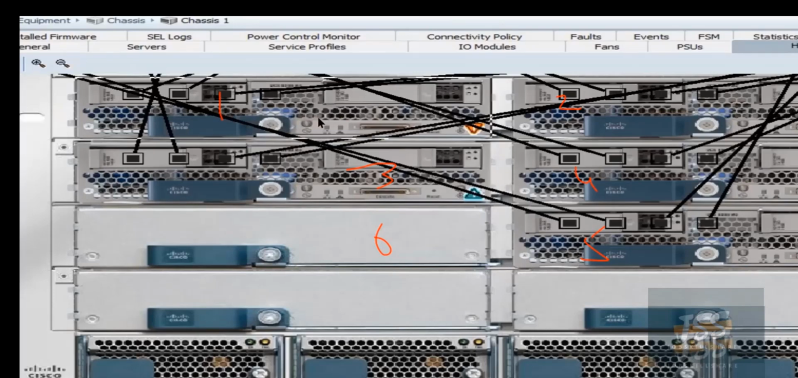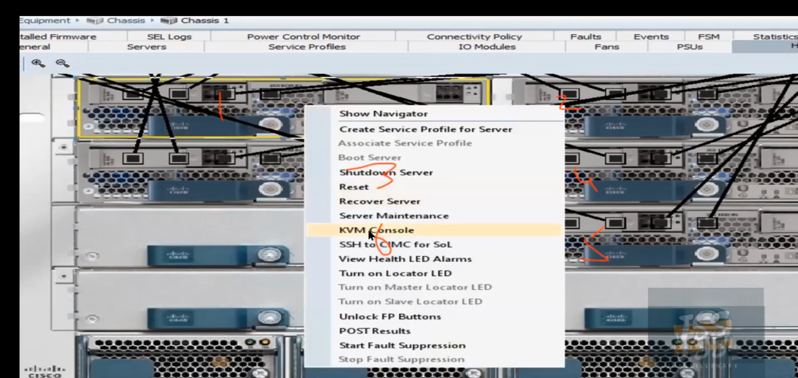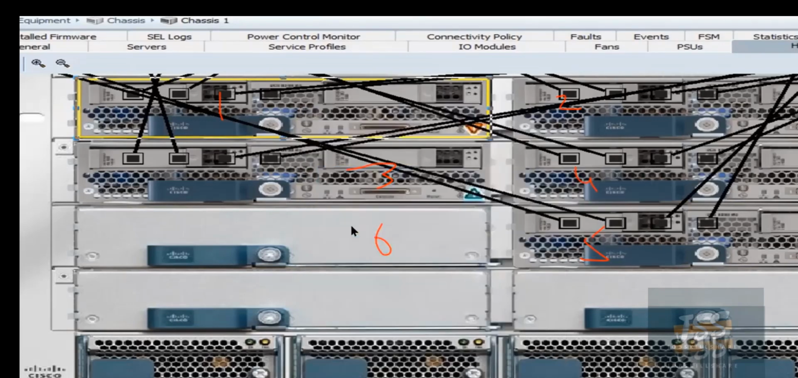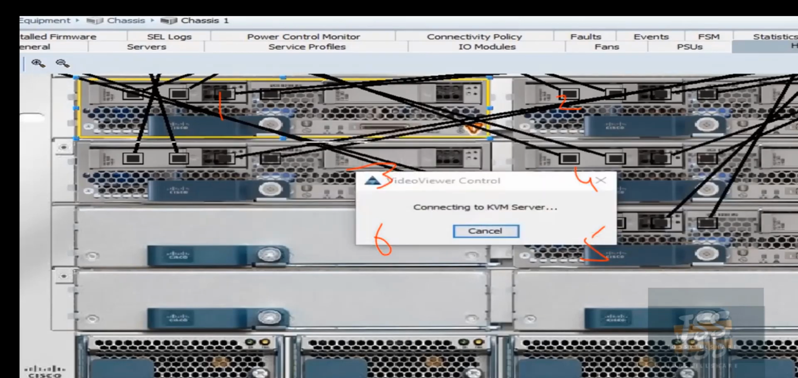You see, the power of UCS is that I'm already in this system. All I've got to do is right-click and what? I can get into the KVM of that ESXi, right? So if I click on the KVM, what happens? I'm going to be connected to this ESXi directly. So let's just try that and see what happens.